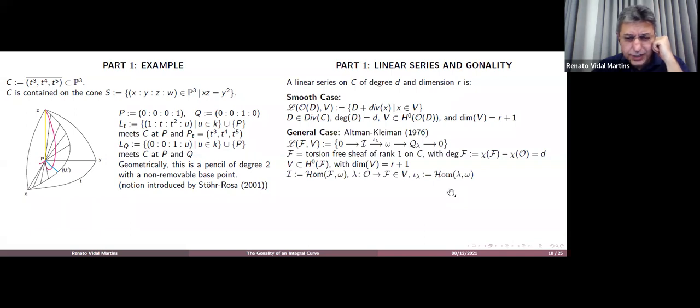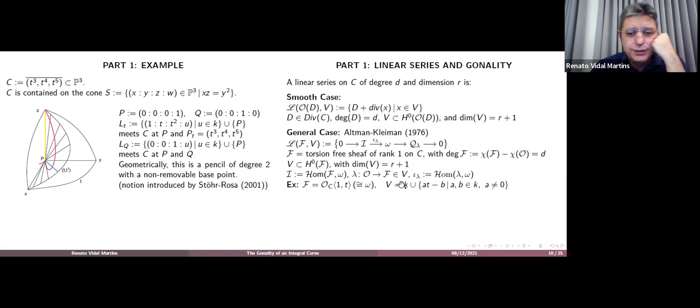In the general case, we're going to note the Altman and Kleiman 1976 approach, where a linear series is a set of exact sequences, where it is a pair (F, V). F is a torsion-free sheaf of rank 1, V is a subspace of the global sections. I in this sequence is Hom(F, ω), λ is a global section, and I_λ is Hom(λ, ω). There are some technical reasons for this, but I won't comment here.